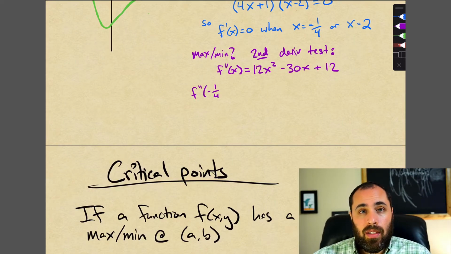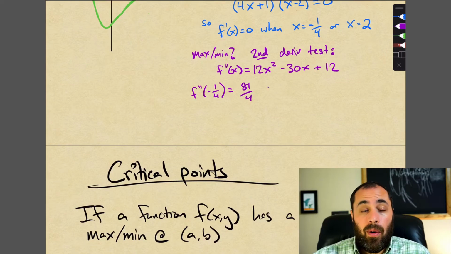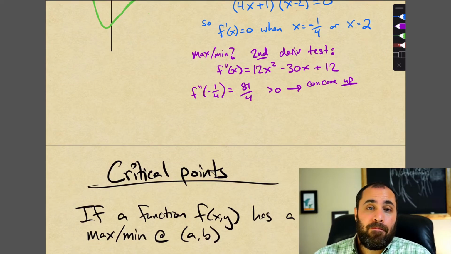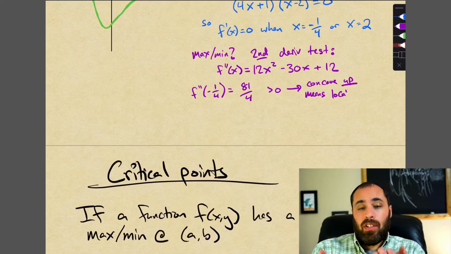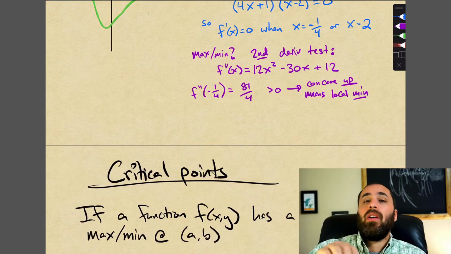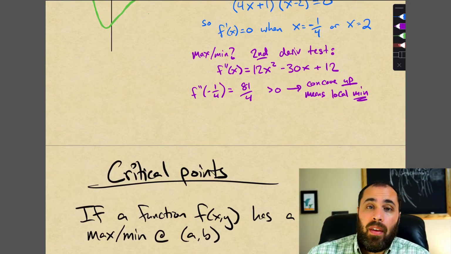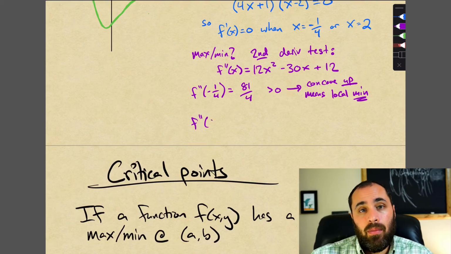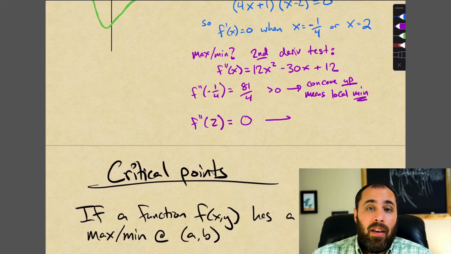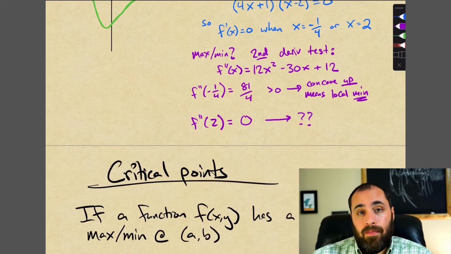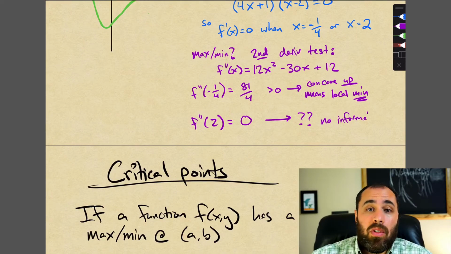We can see when x is -1/4, our function is concave up. And if you think about it for a moment, what does it have to be if a function is concave up at a critical point? Well, it has to be a local min. And at the second point, we see there's no concavity, and unfortunately, that doesn't give us any information. So we have to appeal to some other way.